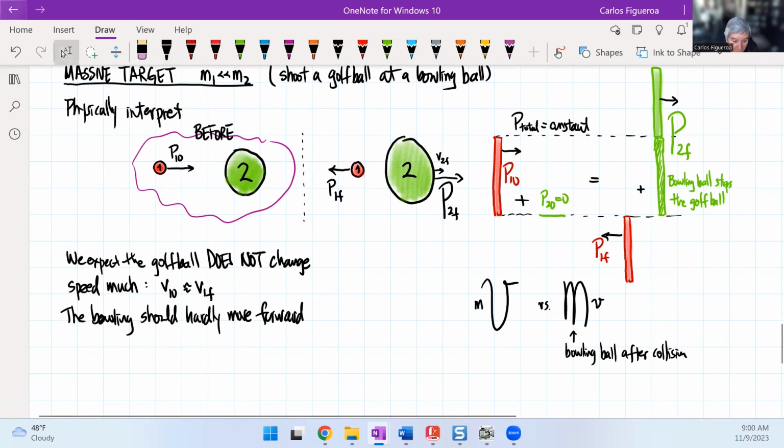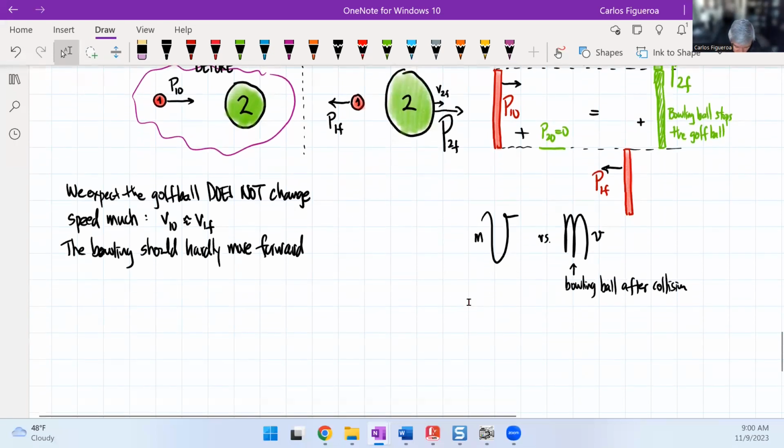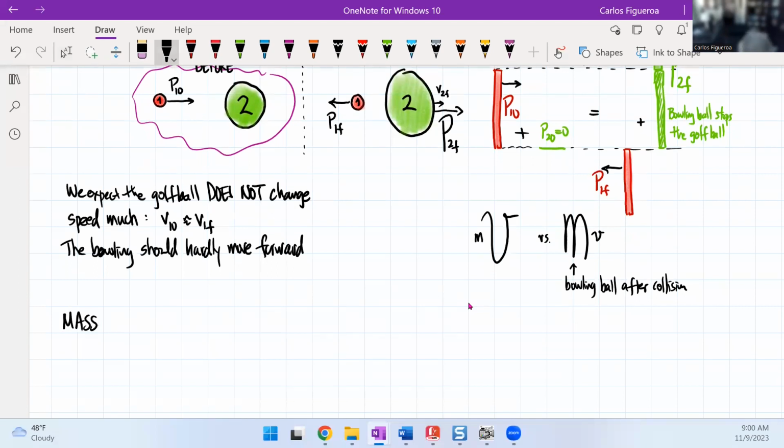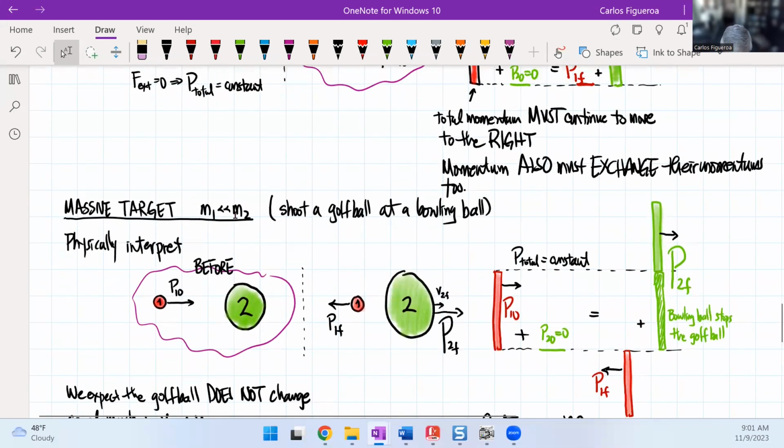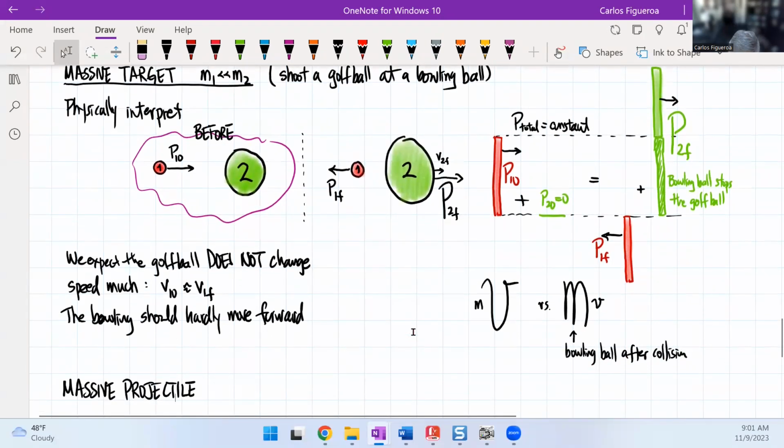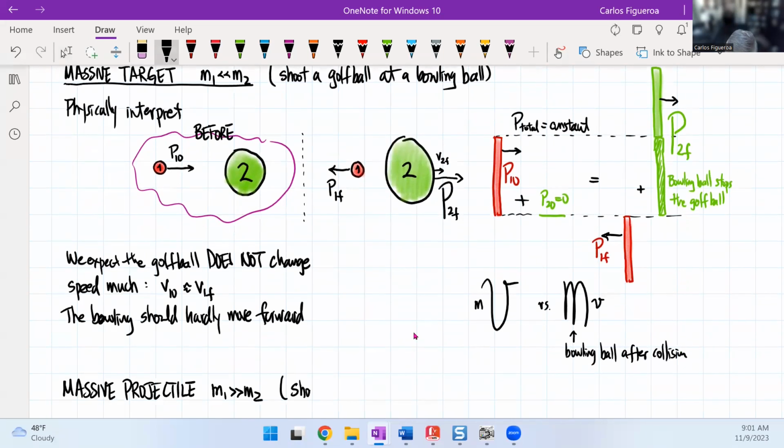So we have one more example that we want to go through. The next one that we want to do here is that we just did a massive target. What happens if we have a massive projectile? So now we want a massive projectile. If I look at what we wrote last time, we had M1 much smaller than M2. So I got to write the same thing. Now I'm going to have M1 much bigger than M2. But now what we're going to do here is that we're going to shoot a bowling ball at a golf ball.